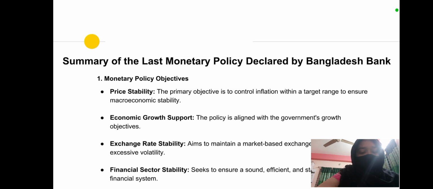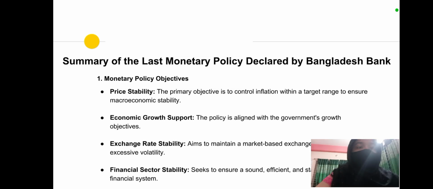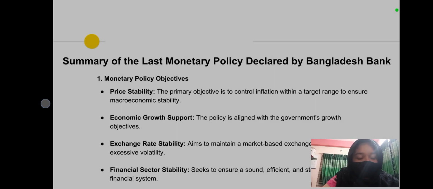Then economic growth support. The policy is aligned with the government's growth objectives. Exchange rate stability. Aims to maintain a market-based exchange rate while limiting excessive volatility. After that, financial sector stability seeks to ensure a sound, efficient, and stable banking and financial system.